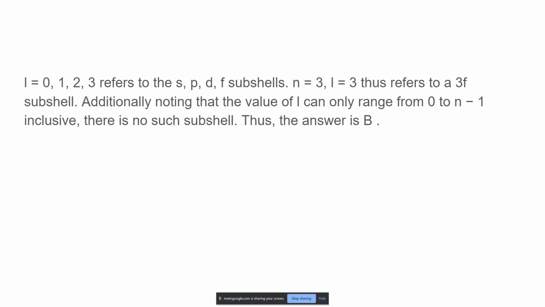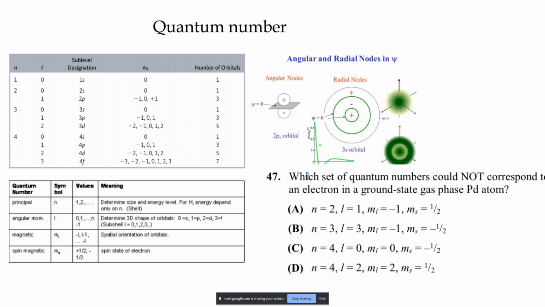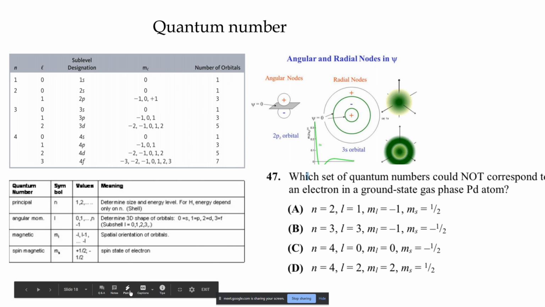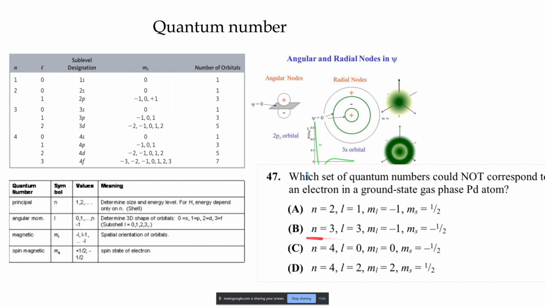It's B because if you go back to the question, if you look at choice B, you can just go down to the choices and see that B is obviously not possible, because if you look at this chart, you can't have an N of 3 and an L of 3 at the same time. So it's just not possible.